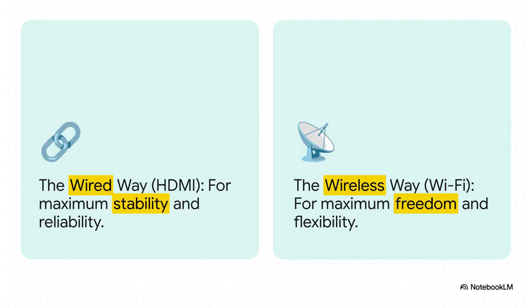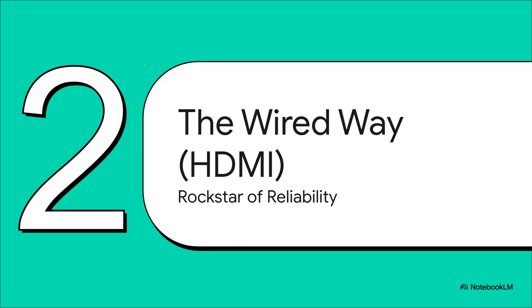You've got the wired way, usually with an HDMI cable. This is your go-to for rock-solid, can't-fail maximum stability. If it absolutely positively has to work right now, a cable is your best friend. Then you've got the wireless way, over Wi-Fi. This is all about freedom, flexibility, and no messy cords. So let's start with path number one, the wired way. We're calling this the rock star of reliability for a reason. An HDMI cable is, hands down, the most dependable way to get a crisp, high-quality picture on that big screen.